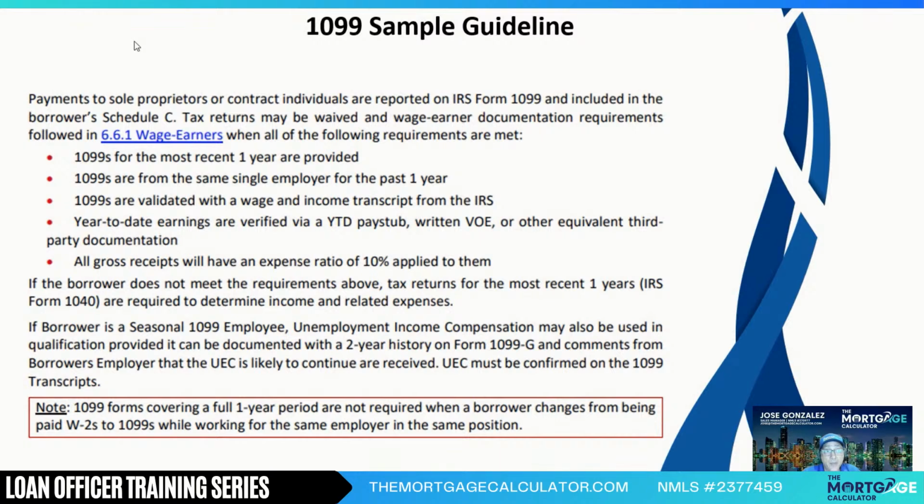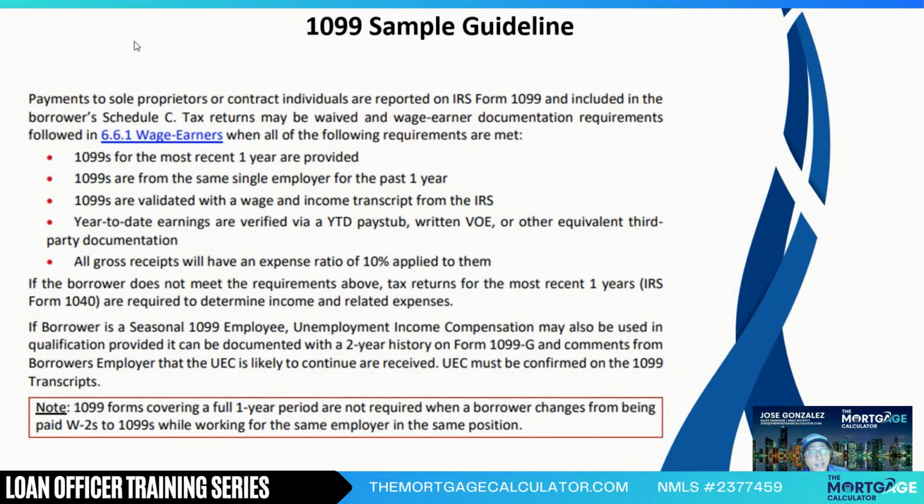Now, if the wage and income transcript for whatever reason is not available, cannot be located, then you will probably have to provide tax returns anyhow and figure out an alternative method to verify the income. Notice it says here also on the guidelines, if the borrower is a seasonal 1099 employee, now look at this one closely, unemployment income compensation may also be used in qualification provided it can be documented with a 2-year history on Form 1099 and comments from the borrower's employer that the unemployment compensation is likely to continue as received.